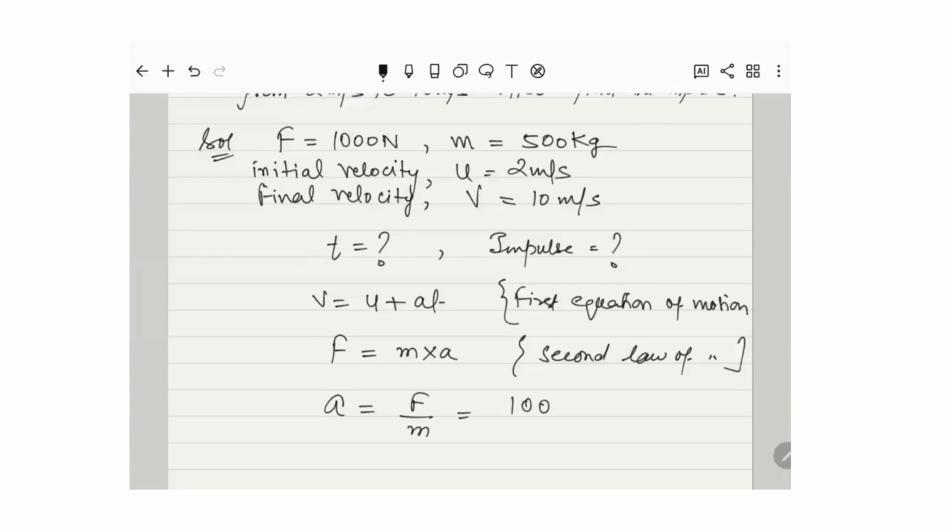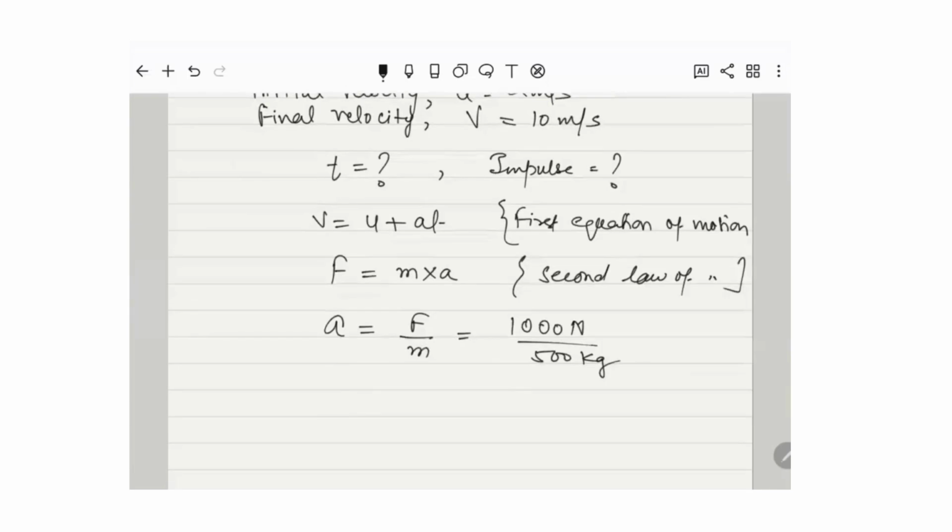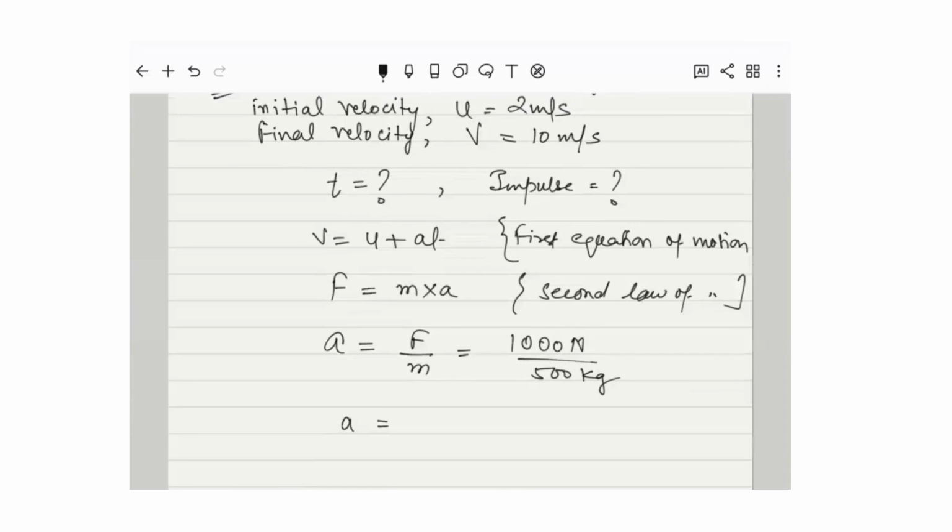Force is 1000 Newton, write the value, right? And mass is 500 kg. So what will be the acceleration of the body? Ma'am, 2 meter per second square. 2 meter per second square.